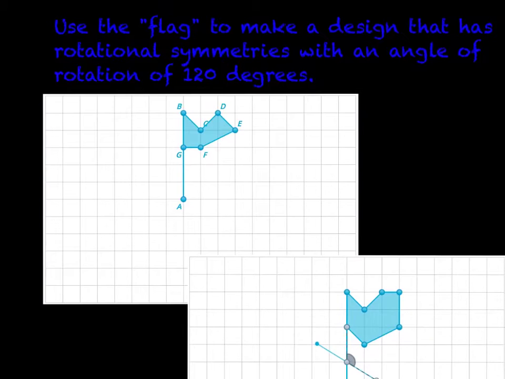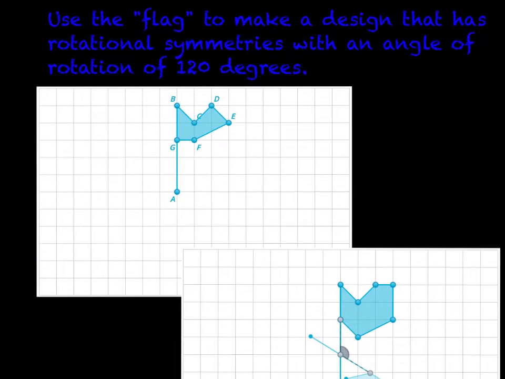So here's a flag, and we need to use it to make a design that has rotational symmetry with an angle of rotation of 120 degrees. That means if we had to go around 360 degrees to get it to look like itself again, we need to make it look like itself also at 120 degrees and at 240 degrees.